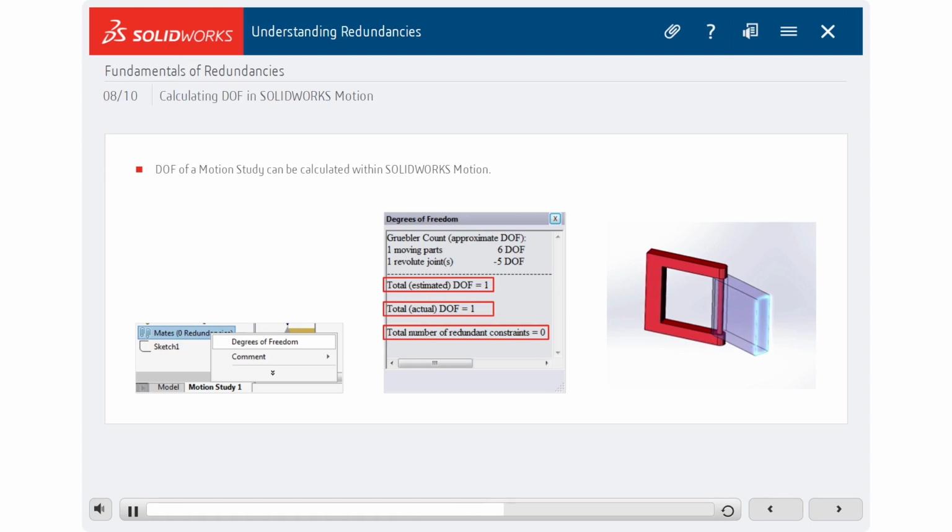Since the plate can rotate about the vertical axis, the actual degrees of freedom for the mechanism is 1. The total number of redundant constraints in the system is therefore estimated degrees of freedom minus actual degrees of freedom, which is equal to 0. This means the system or mechanism has 0 redundant constraints.